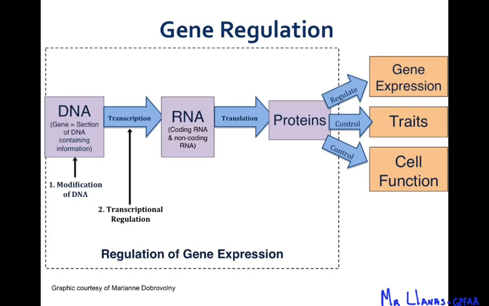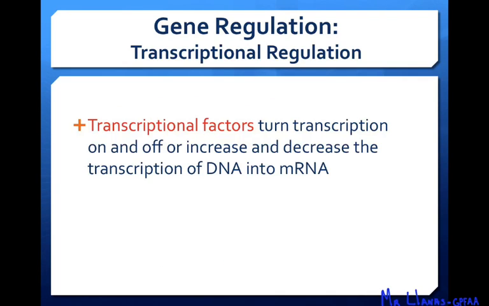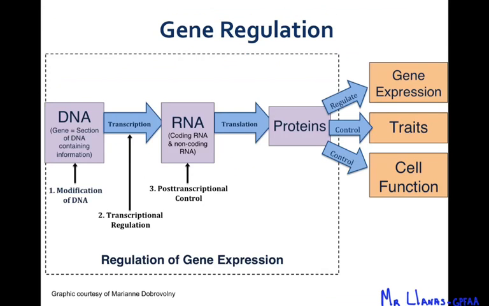Okay. The second thing that can regulate gene expression is transcriptional regulation, and all that is, is that transcription can be turned on and it can be turned off. And I'm going to go ahead and go to the thinking map. Okay, it can be turned on or off. And if transcription is off, then no mRNA is going to be made.